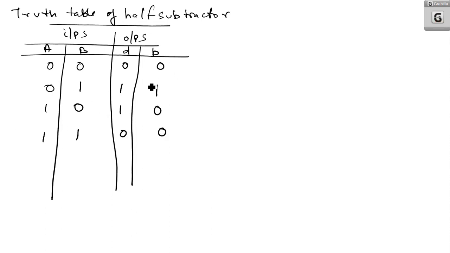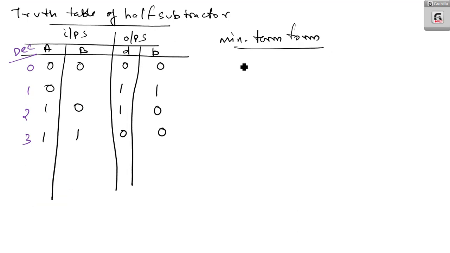Therefore, we can write difference as follows. If you are writing the decimal equivalents corresponding to the inputs 0, 1, 2 and 3 in min-term form, difference or D can be written as sigma m of 1, 2, taking these two terms, and borrow you can write as sigma m of 1. That is in min-term form.